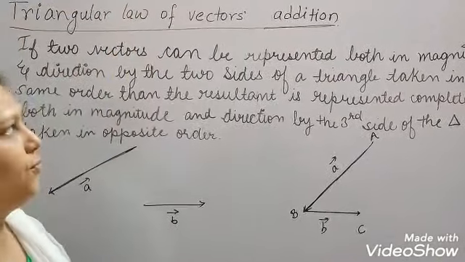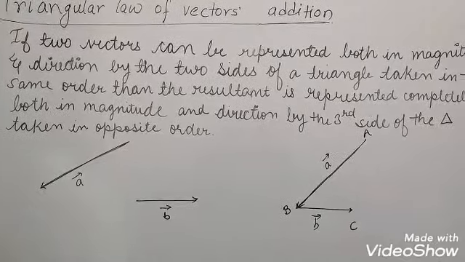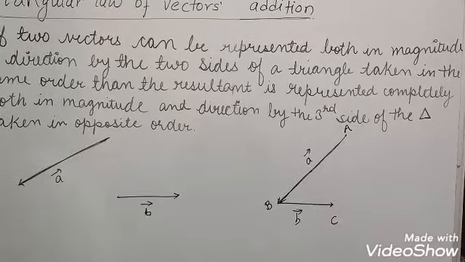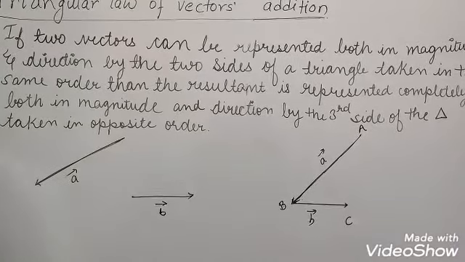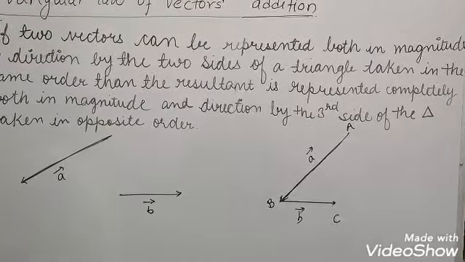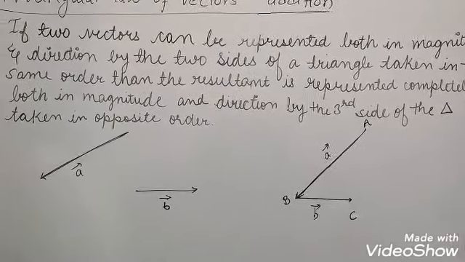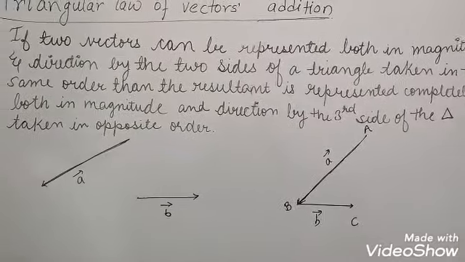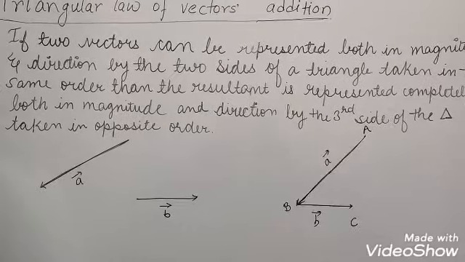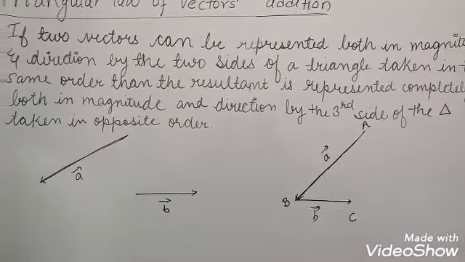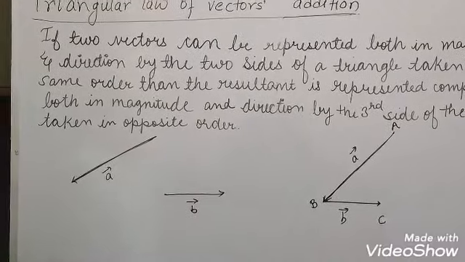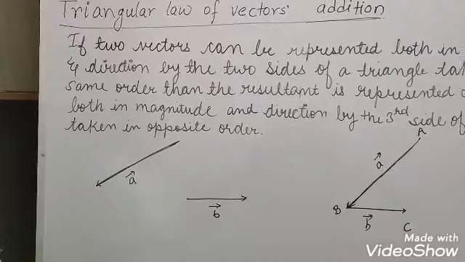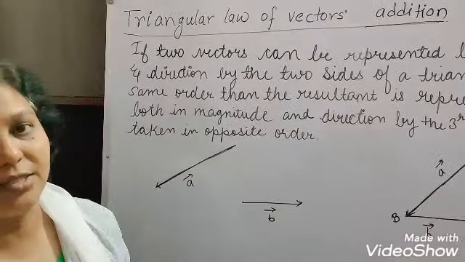Triangular law of vectors addition. That means if two vectors can be represented both in magnitude and direction by the two sides of a triangle taken in the same order, then the resultant is represented completely, both in magnitude and direction, by the third side of the triangle taken in the opposite direction. This is the statement given here for the triangular law of vectors addition.